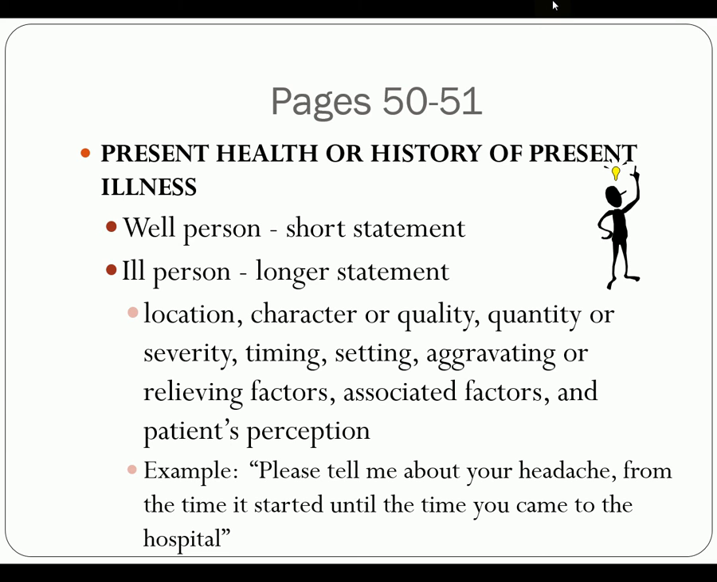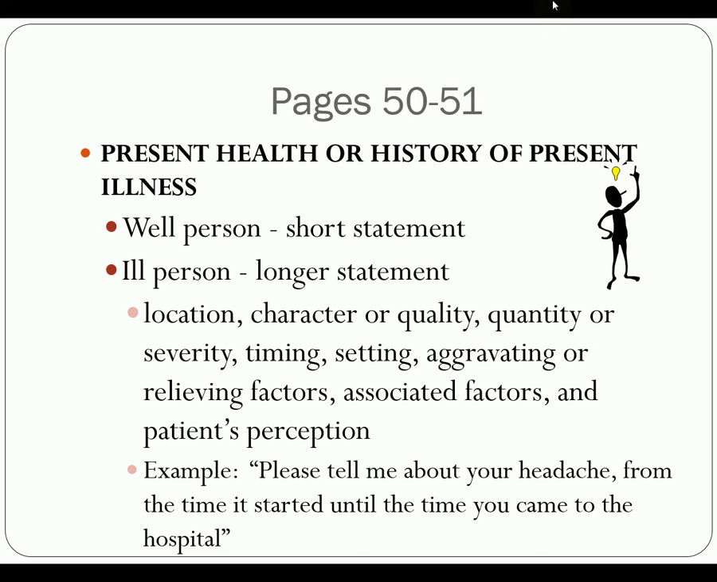If they come in and say, you know, I've had a headache. Let's say that was their statement. Worst headache of my life. What was that example we used? Worst headache of my life, past 3 hours. Then when I got ready to do the present health history on that person, I would say, please tell me about your headache from the time it started until you came here to the hospital. And then you would be looking at things like location, character, quantity, severity, timing, setting, aggravating, relieving factors, associated factors, and their perception. But again, for this assignment, it should be a very general statement of their health.